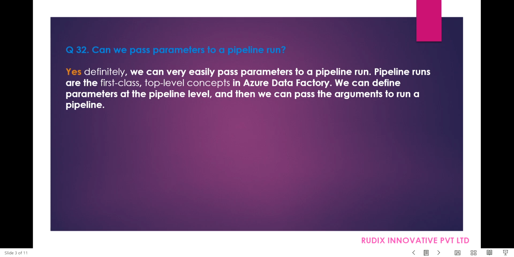We have some top level concepts in Azure Data Factory. What are those? Pipeline, triggers, integration runtime, linked services. These are all top level concepts in Azure Data Factory, which we have explained in previous videos. So the question here is, can we pass parameters to a pipeline run? Yes, definitely, we can very easily pass parameters to a pipeline run. We can define the parameters at the pipeline level and then we can pass the arguments to run a pipeline.